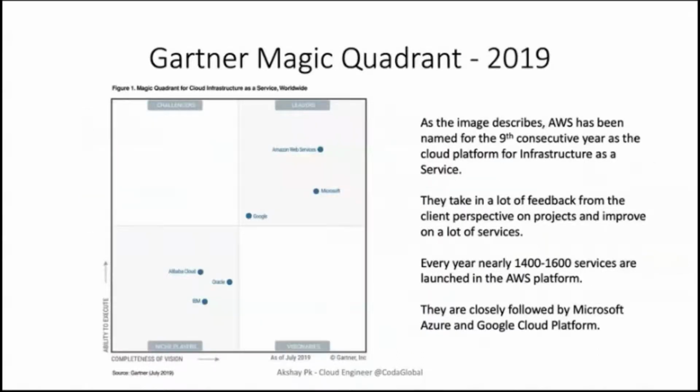So Gartner's Magic Quadrant in the year 2019, as of July, Amazon Web Services has been named for the 9th consecutive year as a cloud-based platform for infrastructure as a service, right? Every year they probably launch around 1,400 to 1,600 new services. It could be small configurations, but even those are called services, right? And they are closely followed by Azure and Google Cloud Platform. And then under the niche players quadrant, you do have Alibaba Cloud, Oracle Cloud, and IBM Cloud, right? So there were a lot more small niche players in the year 2017-18, I believe, but then they were bought by other organizations who were in the leaders quadrant at that point of time, probably by Amazon Web Services or Microsoft and so on.